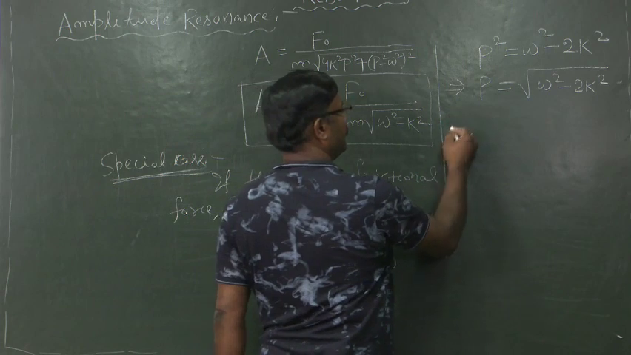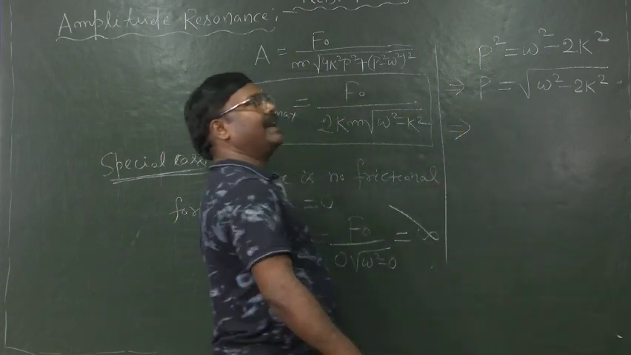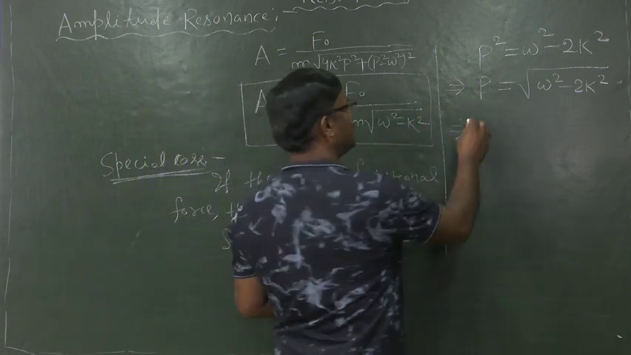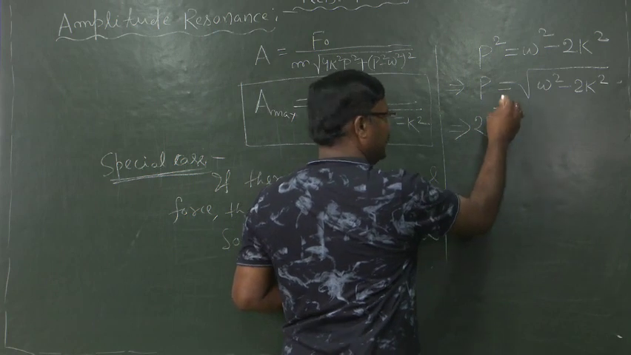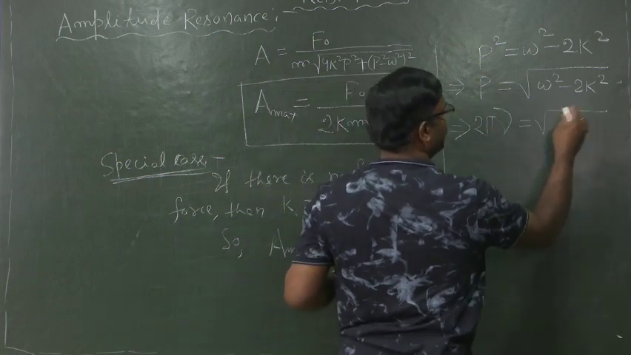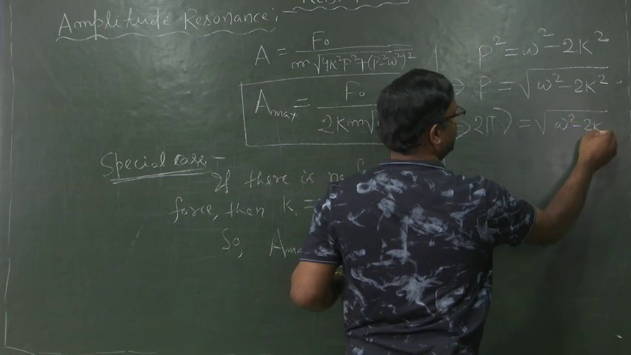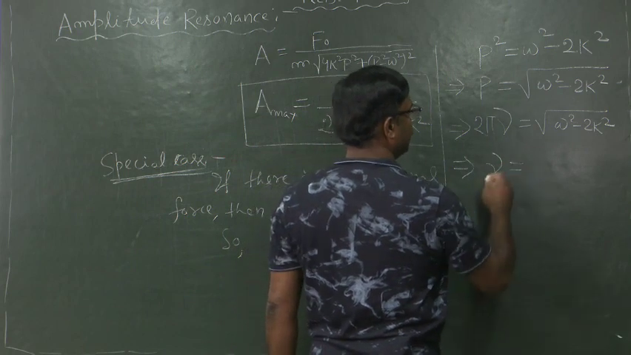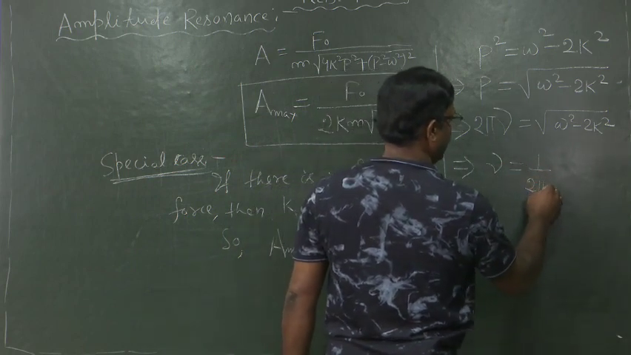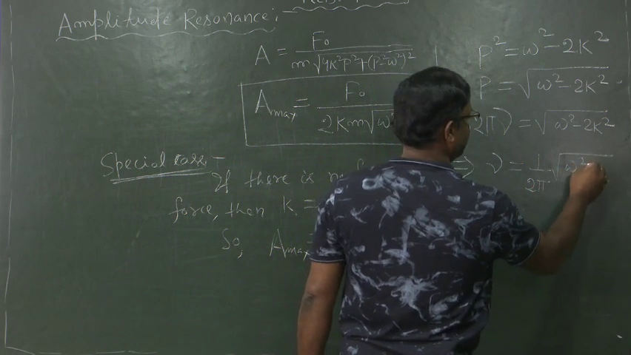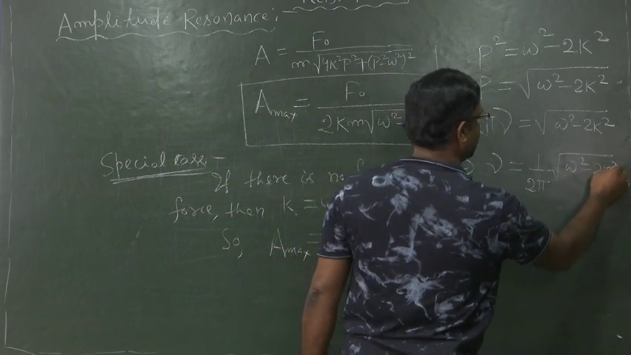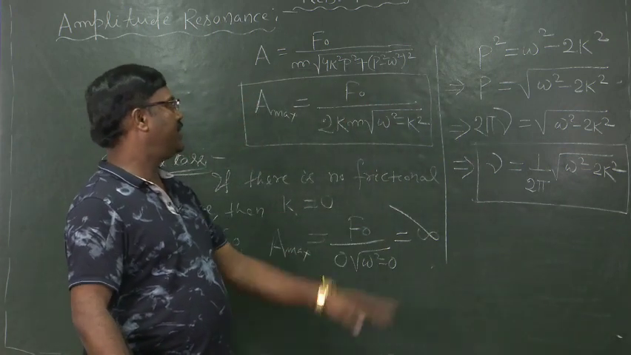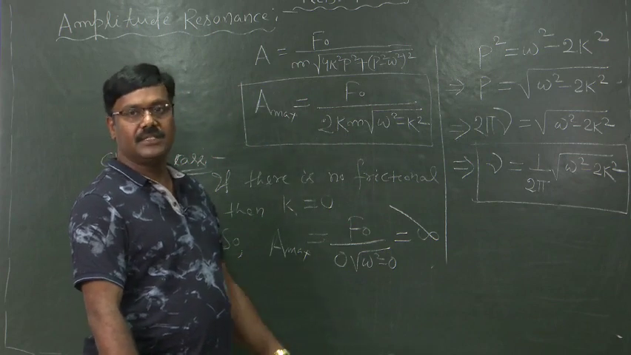So, as p is the angular frequency of the applied periodic force, this can be written as 2 pi nu, which is equal to root over of omega square minus 2 k square. This implies nu is equal to 1 by 2 pi root over of omega square minus 2 k square. This is the expression for the frequency of the vibrating body at resonance.